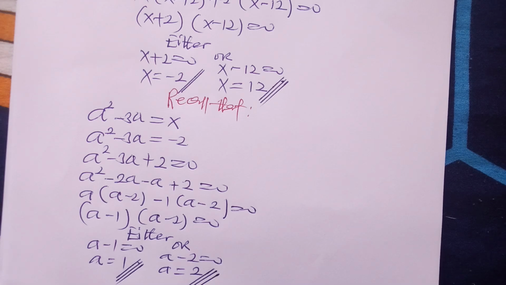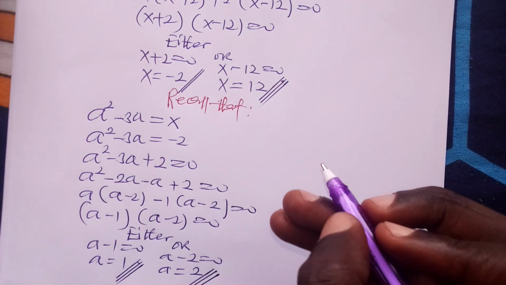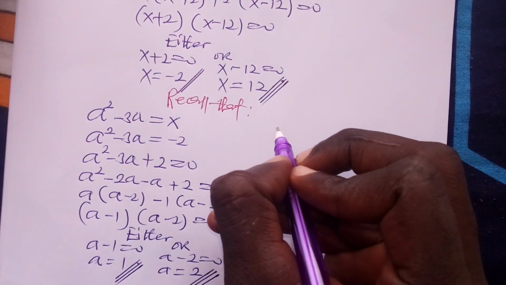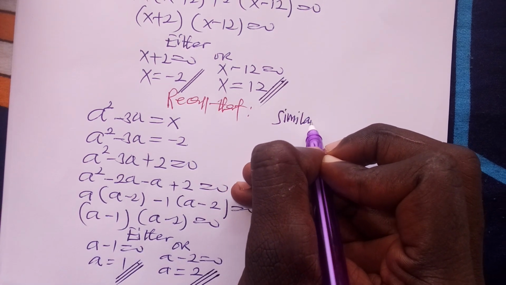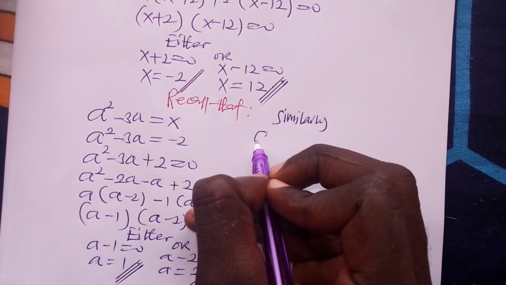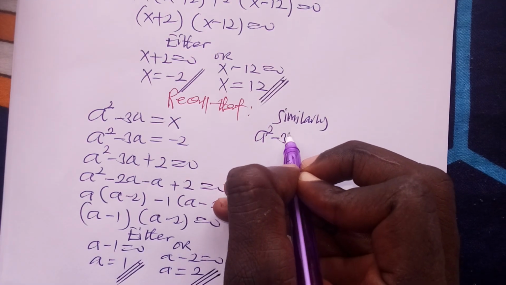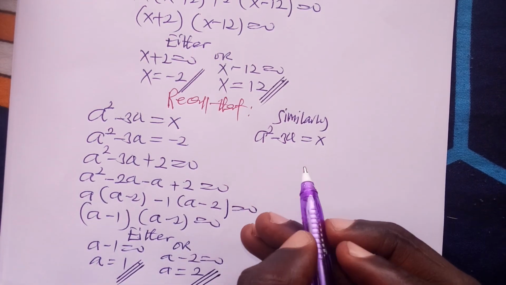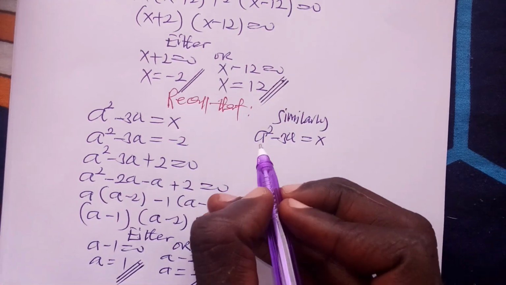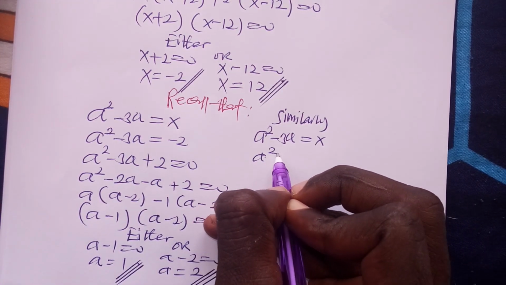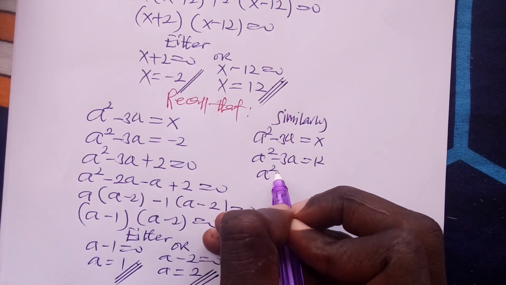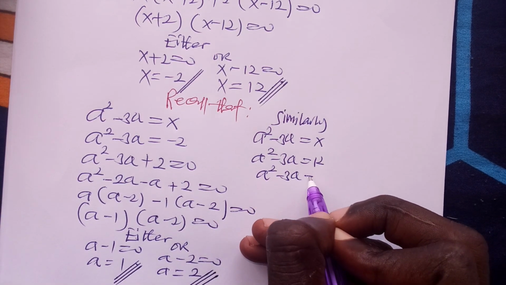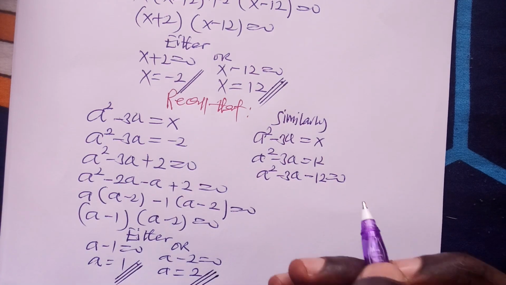Now we can say similarly, let's look at it here. Similarly, we have a square minus 3a is also equal to x. But we know x is equals 12 now. So a square minus 3a is equals 12. Then we have a square minus 3a minus 12 equals 0. This is also a quadratic equation.